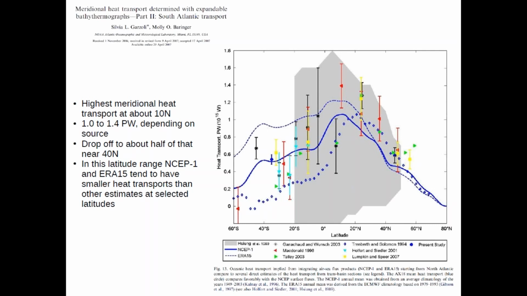And in this latitude range, so around 40, or in the overall latitude range here, the ERA-Interim, or the NCEP 1 and ERA-15, both have a little bit lower transports than observation-based estimates.